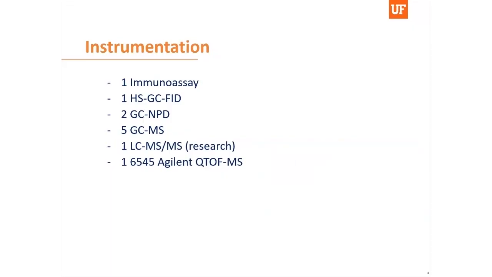Our laboratory has historically been mainly a GC-MS lab. For our presumptive screening, we use an MGC 240 system using CEDIA immunoassays. These screen for amphetamines, benzodiazepines, cocaine, opiates, and THC. We use Headspace GC-FID for volatile screening and confirmation, and we use GC-MPD and GC-MS for our comprehensive drug screening. After screening, we confirm using GC-MS. Additionally, we have a Waters LC-MS that is used only for research at the moment, and we have an Agilent QTOF that I will talk about further in our next slide.